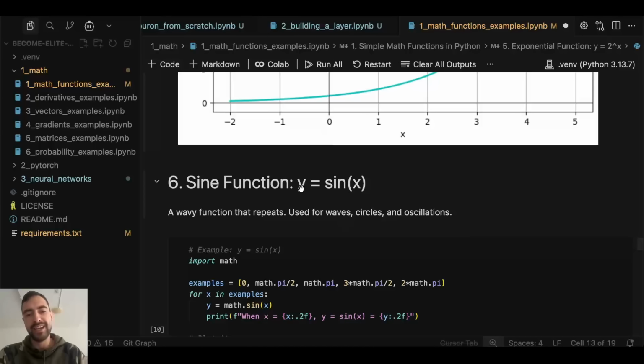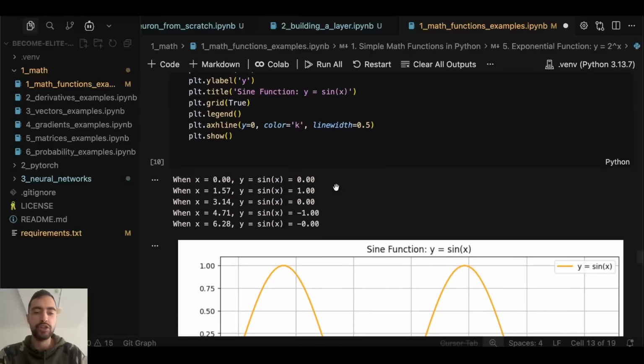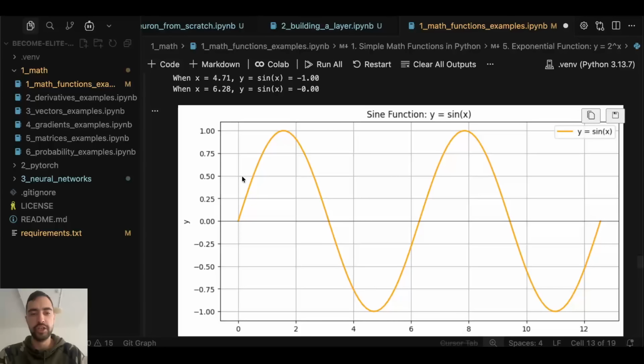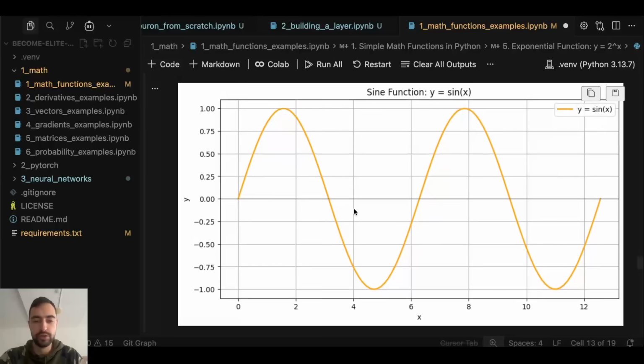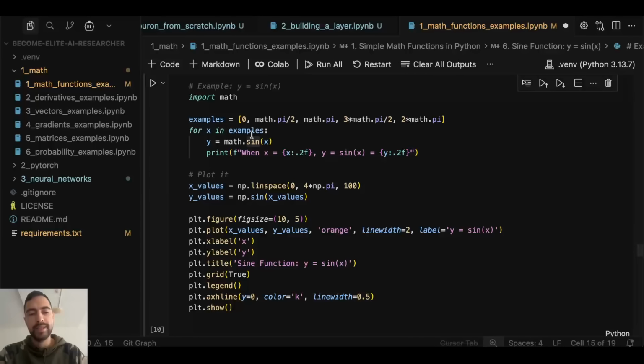We also have sine functions. So y is equal to sine x. And I'll show you first that this is a periodic function. And this function is important. It's a trigonometric function. It's used everywhere. It's used so often. And in Python, you can just write y is equal to math.sin of x.